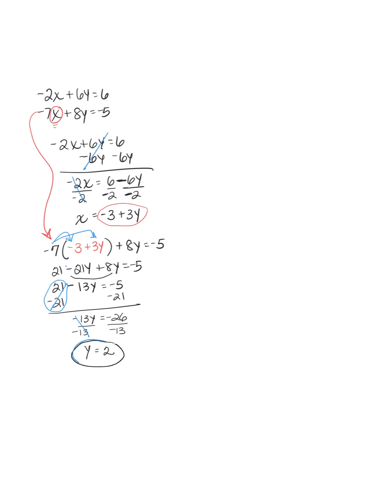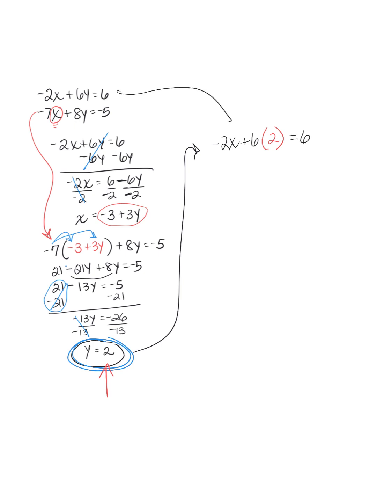Oops, I meant to do that in blue. Prettier. And we're going to substitute it into one of the equations. Doesn't matter which one. I'm going to use the first one. Those numbers look a little easier to work with. So that's -2x plus 6y. Well, instead of y, I'm using 2, because that's what we came up with, is equal to 6. You see where that came from? It came from here. All I substituted was 2 for the y, because now we're trying to figure out what x is.